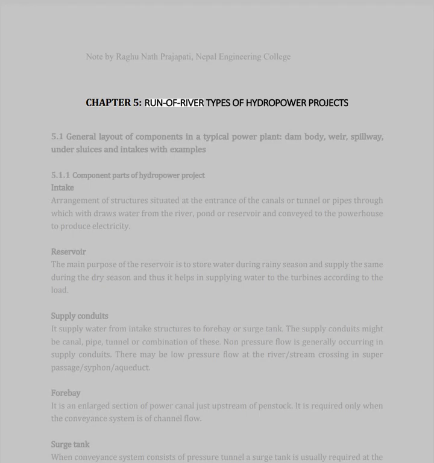Chapter 5, Run-off River Types of Hydropower Projects. 5.1 General layout of components in a typical power plant: dam body, weir, spillway, under sluices and intakes with examples.